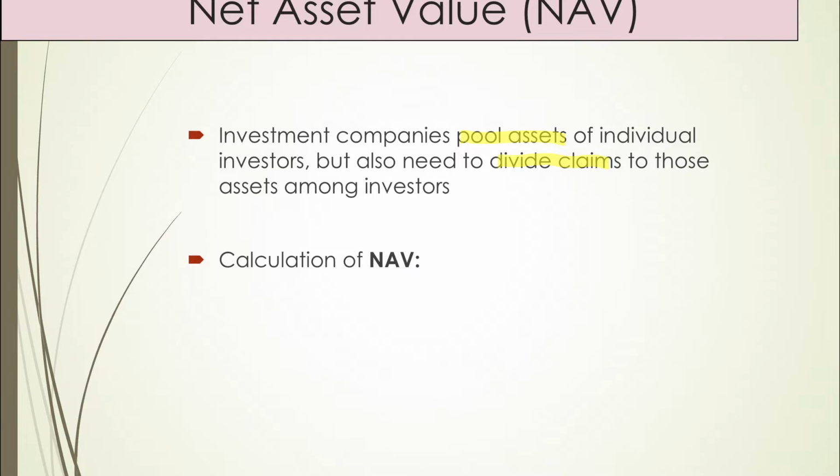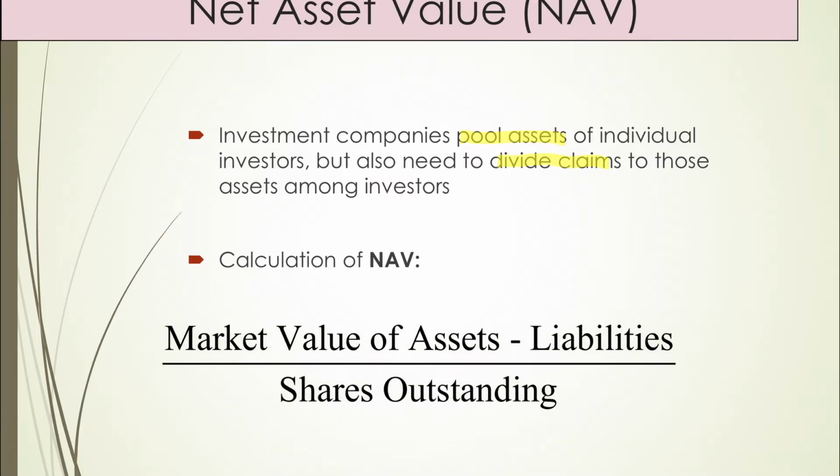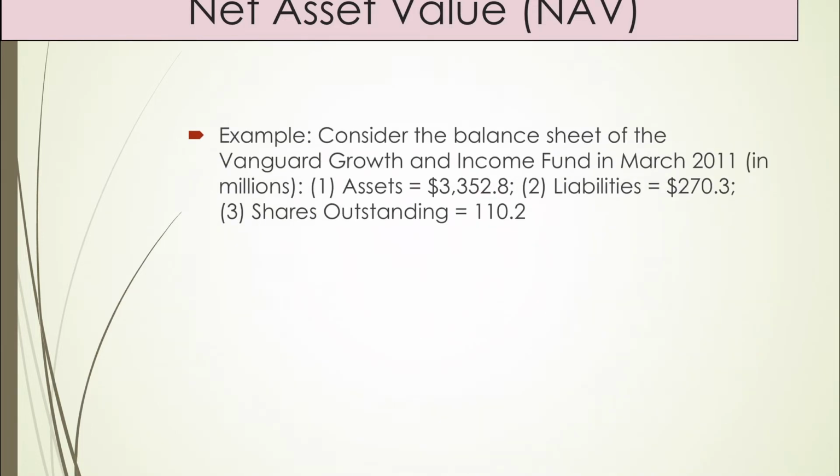We'll talk a lot more about net asset value and how it's utilized in transactions. But first, a quick calculation of net asset value. It is simply the market value of assets minus the liabilities divided by shares outstanding. So let's look at a quick example. Consider the balance sheet of the Vanguard Growth and Income Fund in March 2011. They had assets of $3,352.8, liabilities of $270.3, and shares outstanding of 110.2.